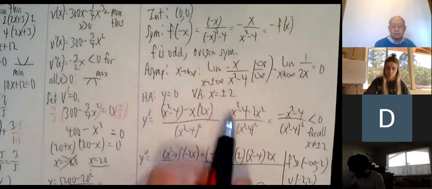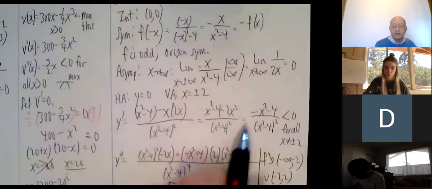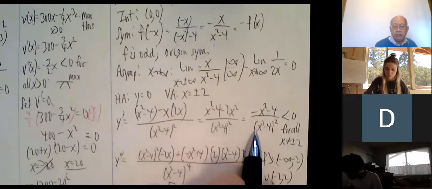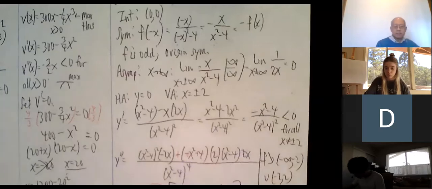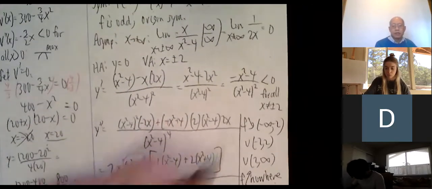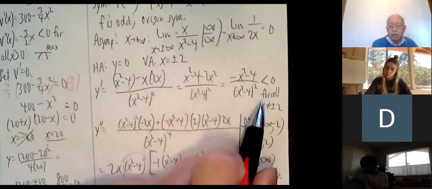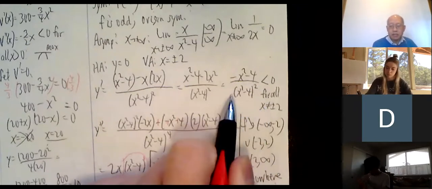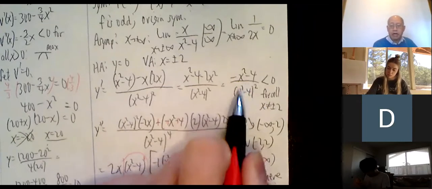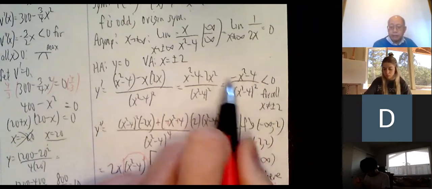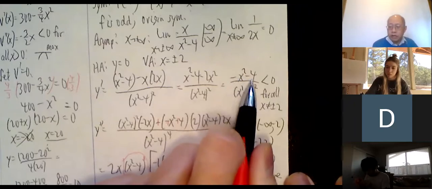Instead, clean up the top. x squared minus 4 minus 2x squared, negative x squared minus 4, divided by x squared minus 4 squared. Okay, and that actually makes part of the problem very easy. This expression, I claim, is always less than 0 for all x that's not equal to plus or minus 2. We already know we can't plug in plus or minus 2, but I claim the top is always negative. Look at negative x squared minus 4. That's for sure negative, right?